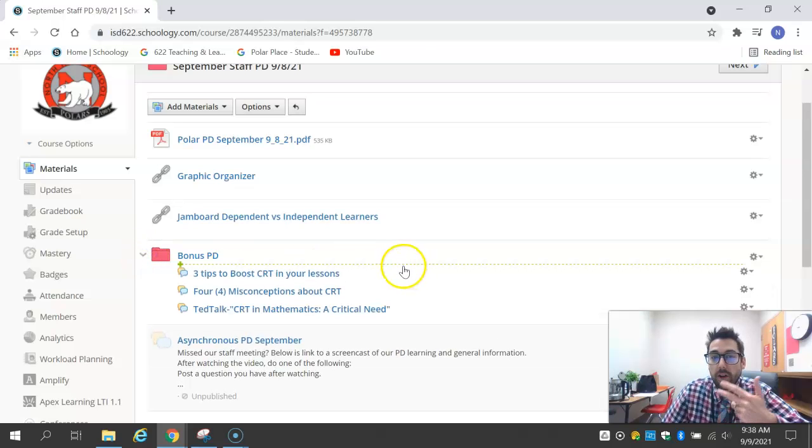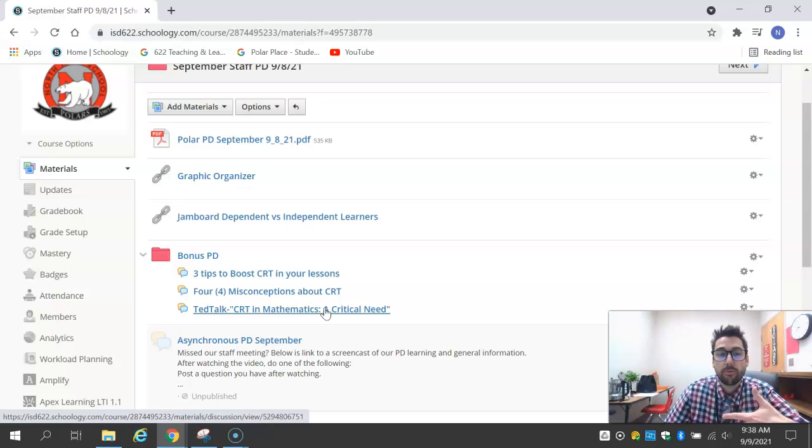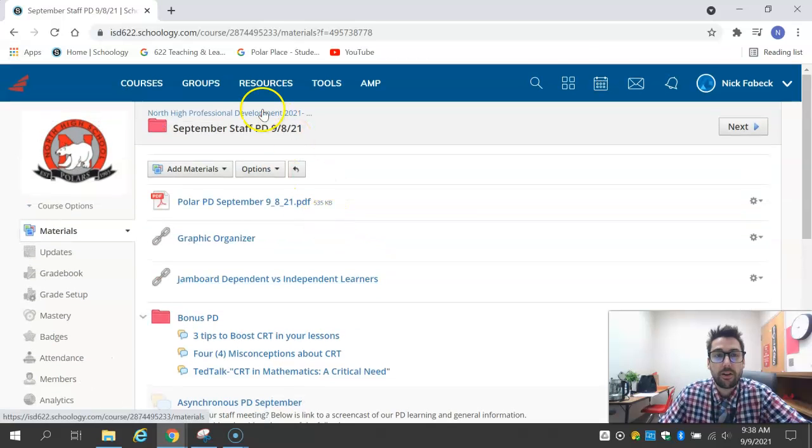These are three different discussion boards, since our next meeting won't be until October, to help get our minds flowing for those who are a little more curious and wanting more of a conversation. We've got a short article, a podcast, and a video to give us some perspectives on this whole culturally responsive teaching and what it all looks like. That's all in our North High Professional Development course in our September staff PD.